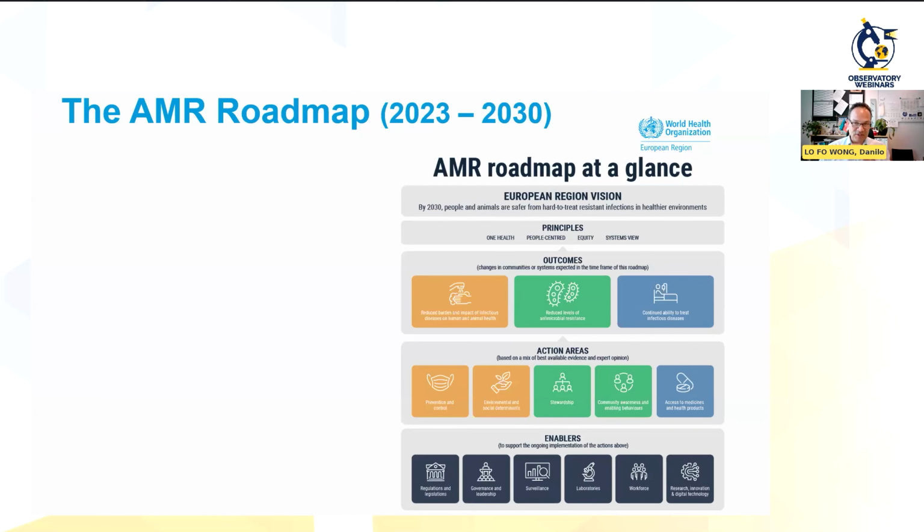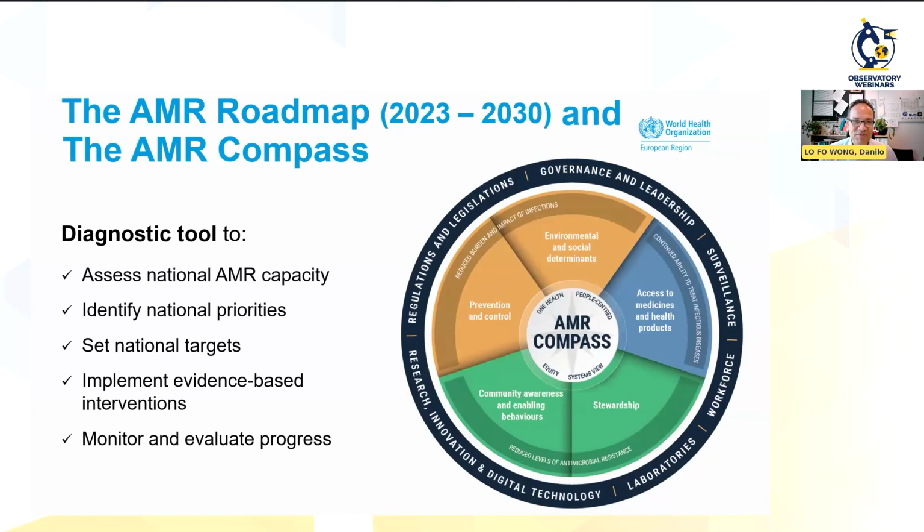And if I could get somebody to click once, thank you very much. What we really wanted to do is for this to be a very practical instrument. So we turned the roadmap that you just saw before into the AMR compass. All the elements are still here. In the middle, we have the 4 principles, we have the 5 action areas, and there is an envelope of these enabling areas around it.